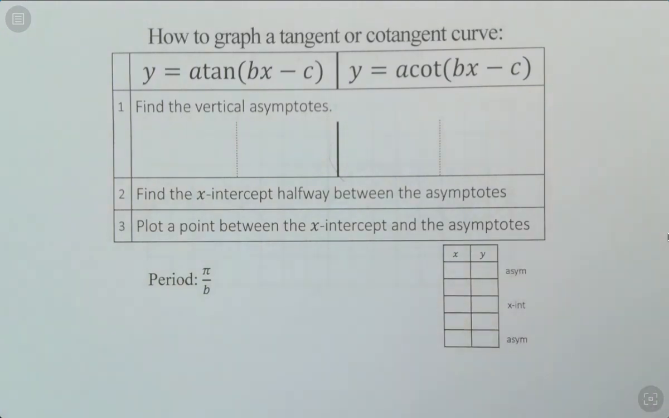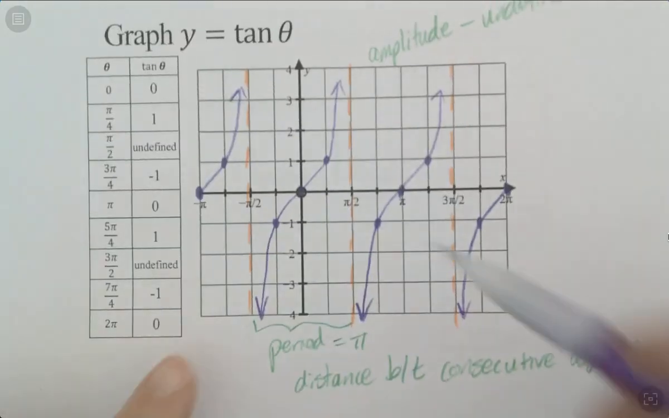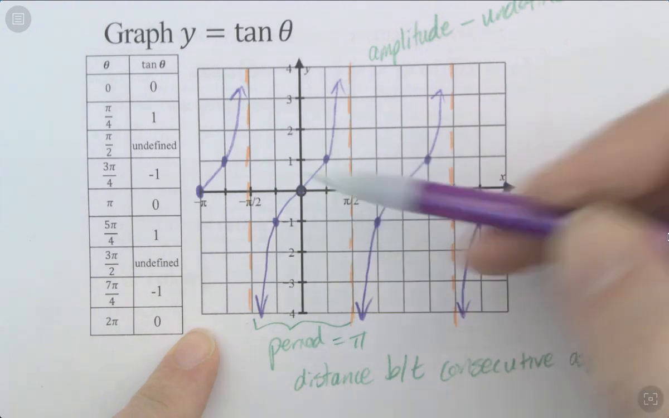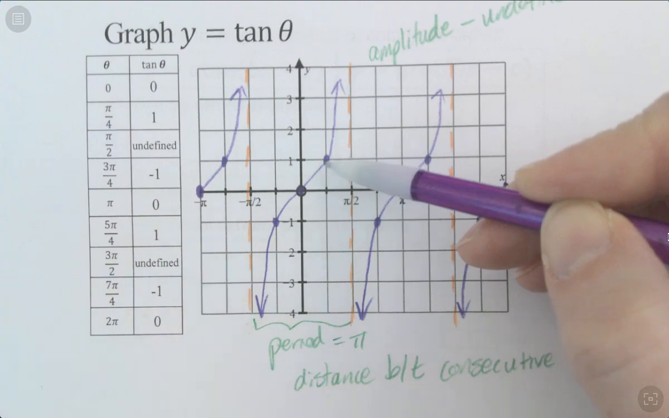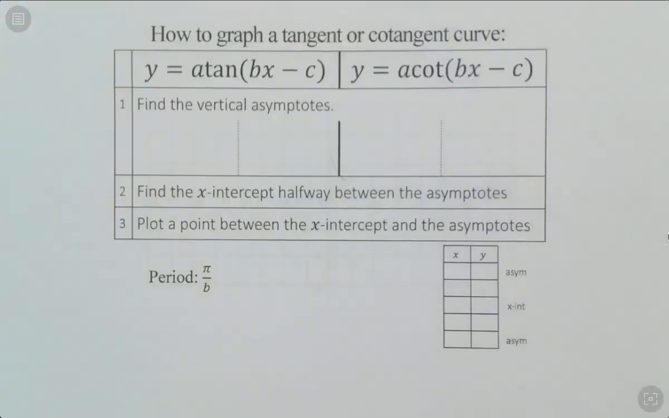So, in other words, your 5 key points would be something like asymptote, asymptote, intersection, and then another point and another point. So that's the 5 key points that we're looking at there.